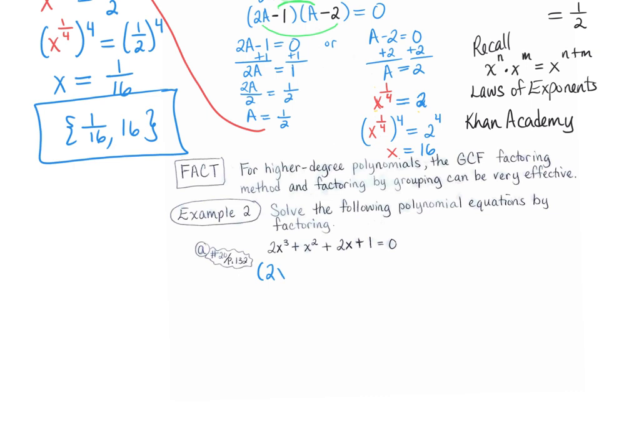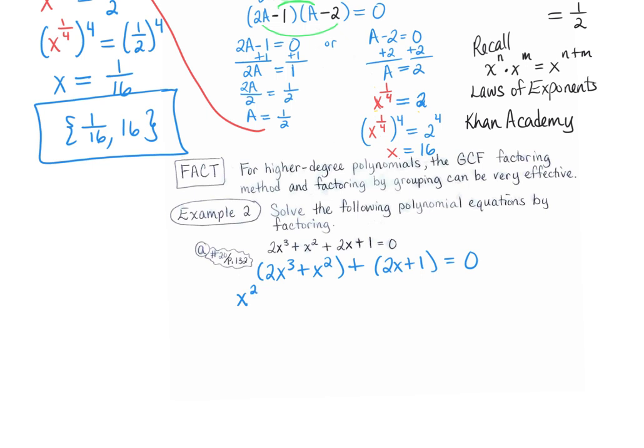I'm going to put parentheses around 2x cubed plus x squared, and then in parentheses 2x plus 1. We didn't change the equation, we just grouped. Now, these terms here have what in common? They have x squared in common. Everybody agree? Okay, so let's factor out an x squared.